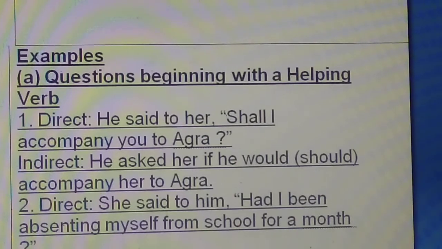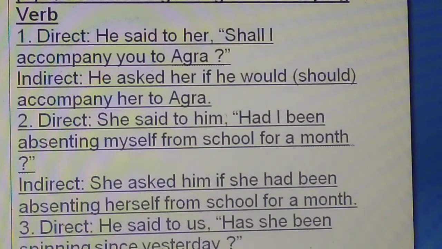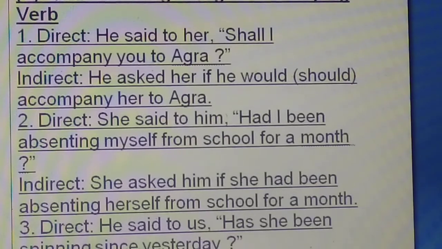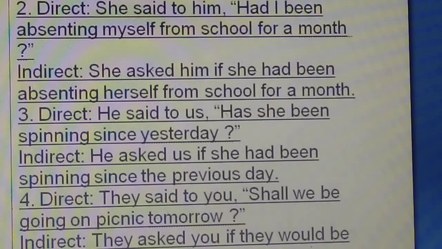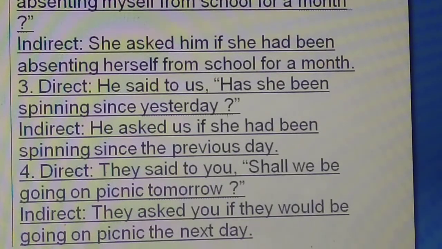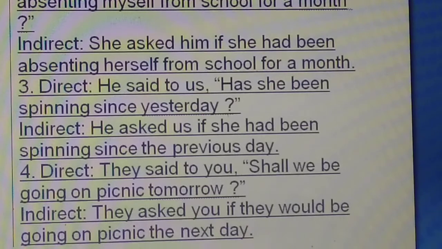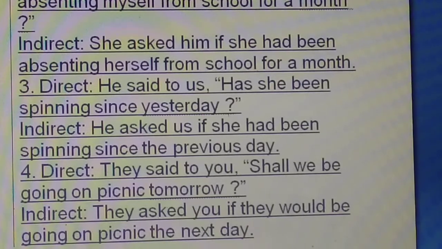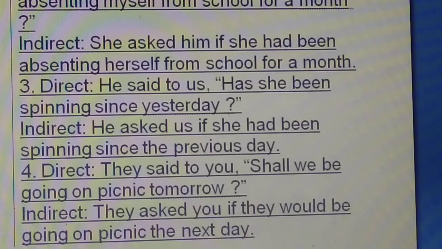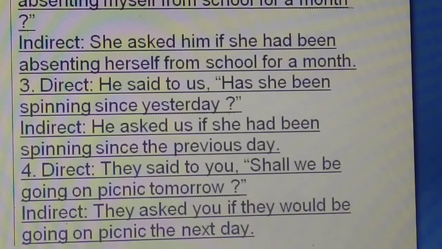Questions beginning with the helping verb. He said to her, shall I accompany you to Agra? He asked her if he would accompany her to Agra. She said to him, had I been absenting myself from school for a month? She asked him if she had been absenting herself from school for a month. He said to us, has she been spinning since yesterday? He asked us if she had been spinning since the previous day. Yesterday changes into previous day. They said to you, shall we be going on picnic tomorrow?